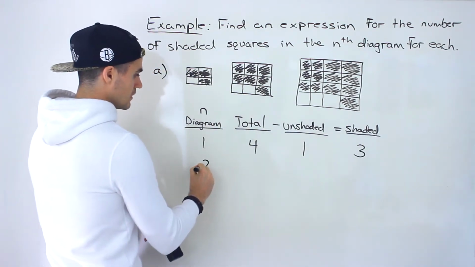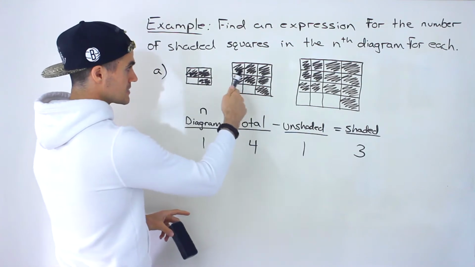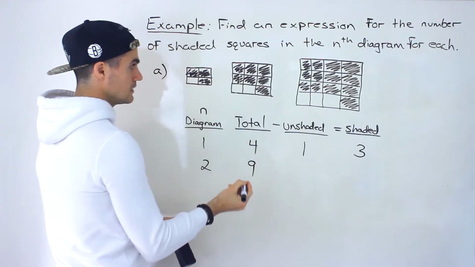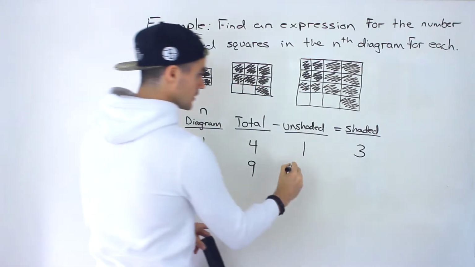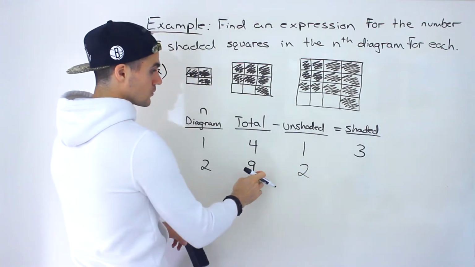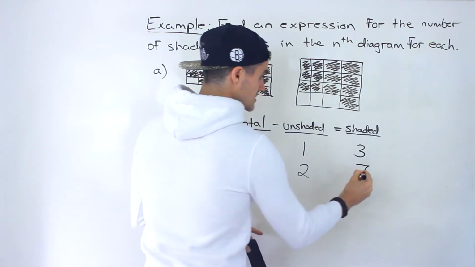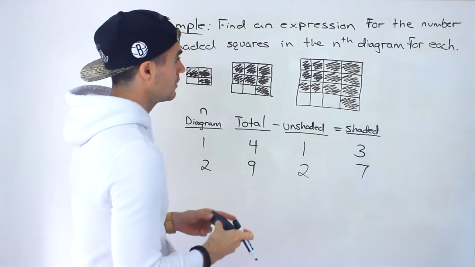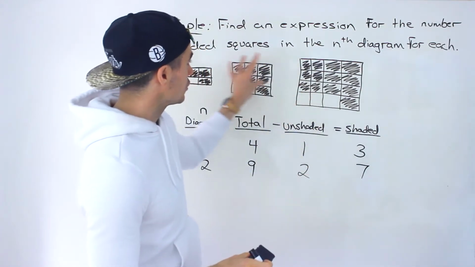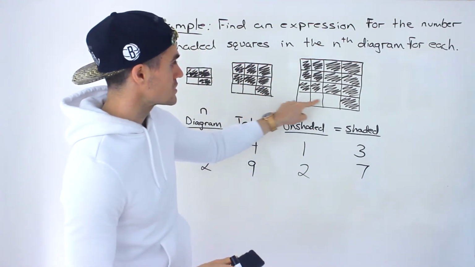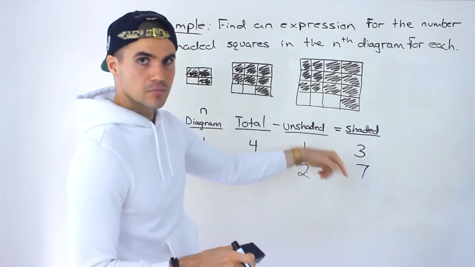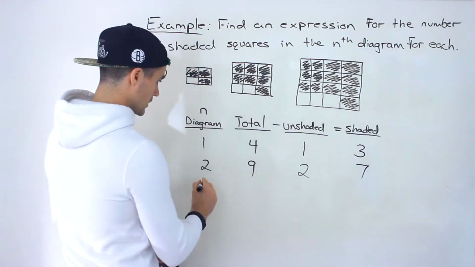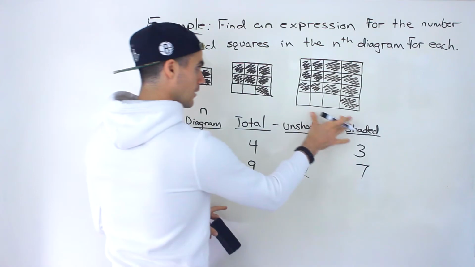The second diagram, notice how many squares there are. Well, it's 3 by 3, so the total is 9. How many unshaded squares? There's only these 2 over here. And so the total number of shaded squares is going to be 9 minus 2, which gives us 7. Or again, you could just directly count them, right? But as the diagrams get bigger and bigger, because there are a lot more shaded squares versus unshaded ones, counting them can sometimes get a little bit cumbersome. But this is not too bad, so we can do both just to fully check our answers here.